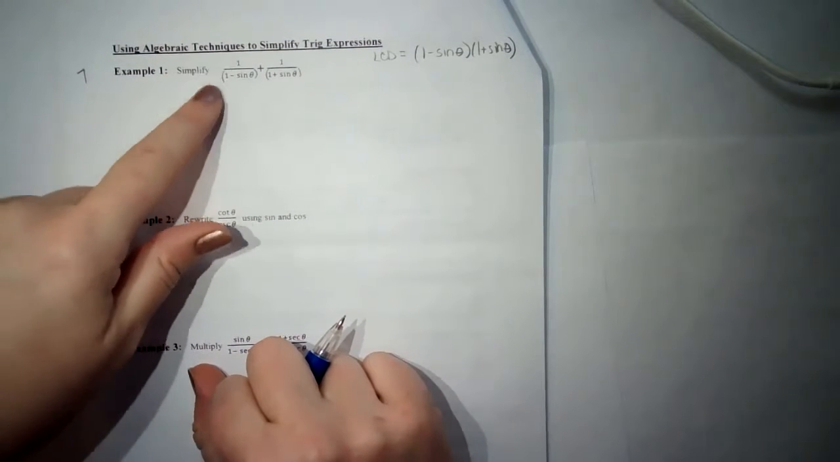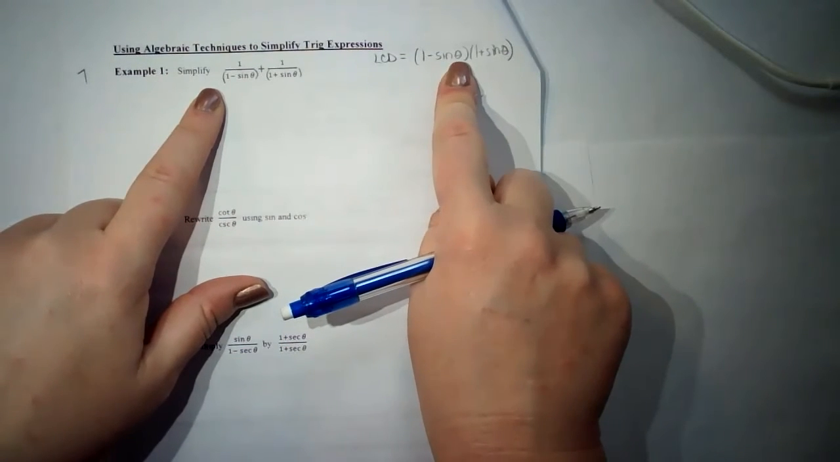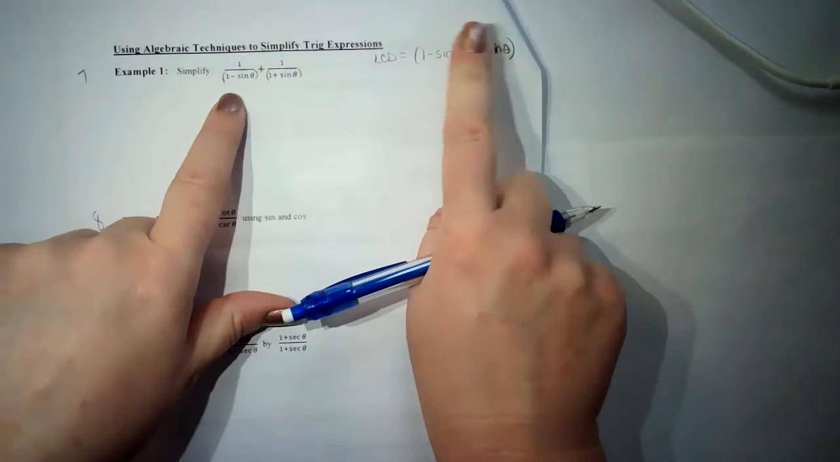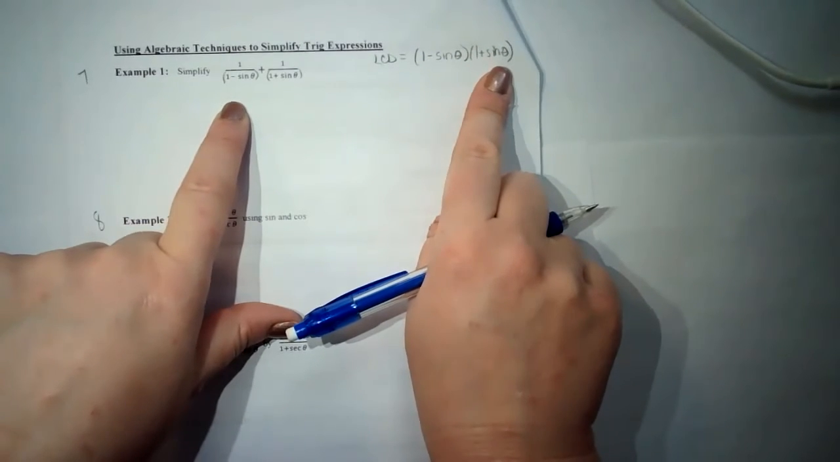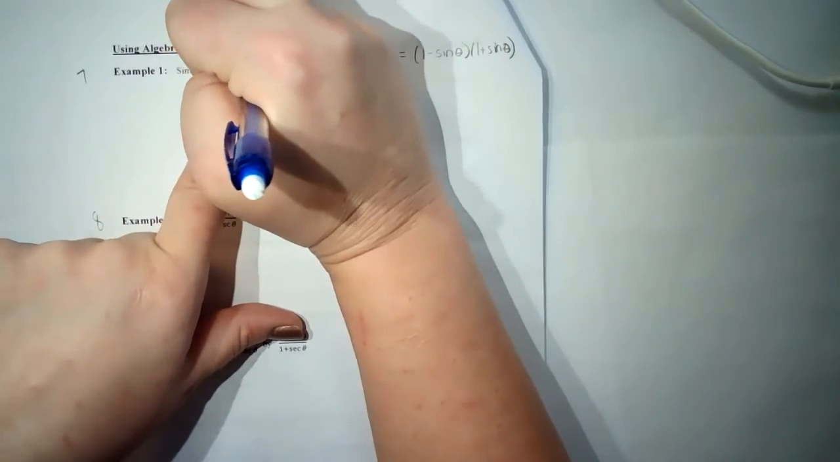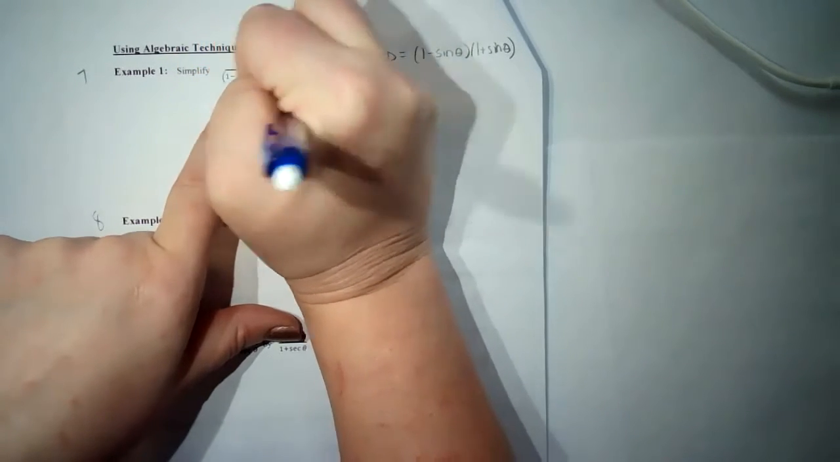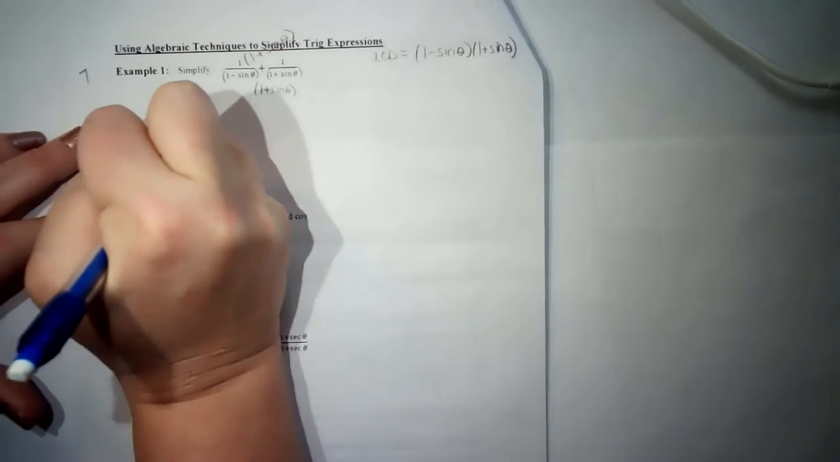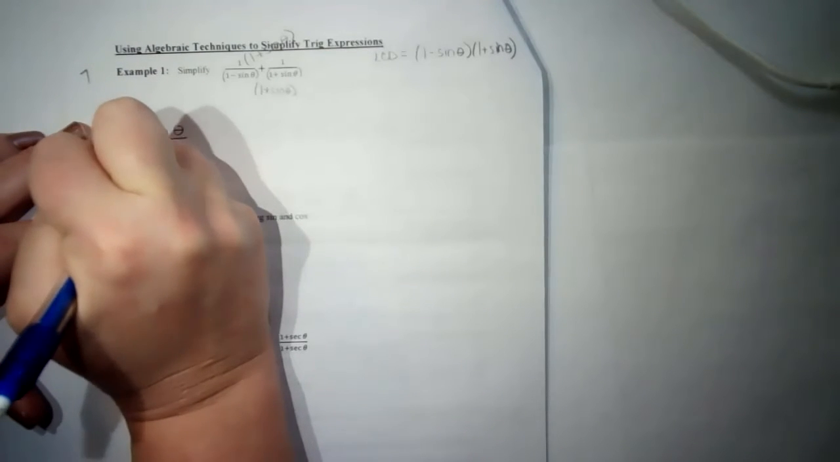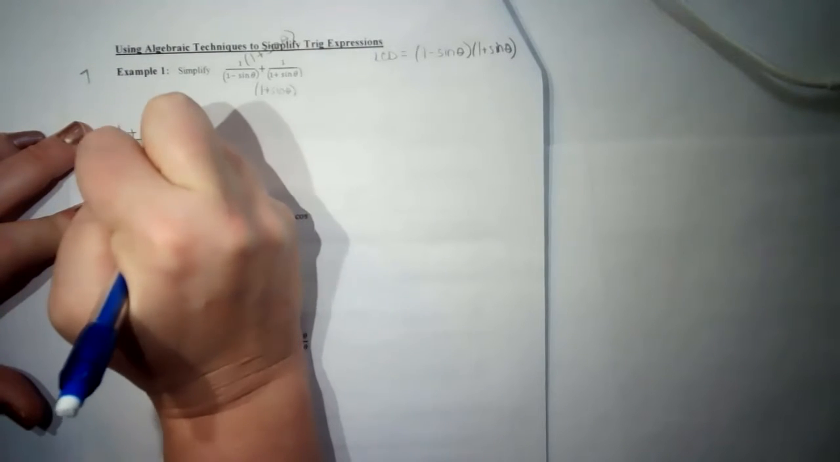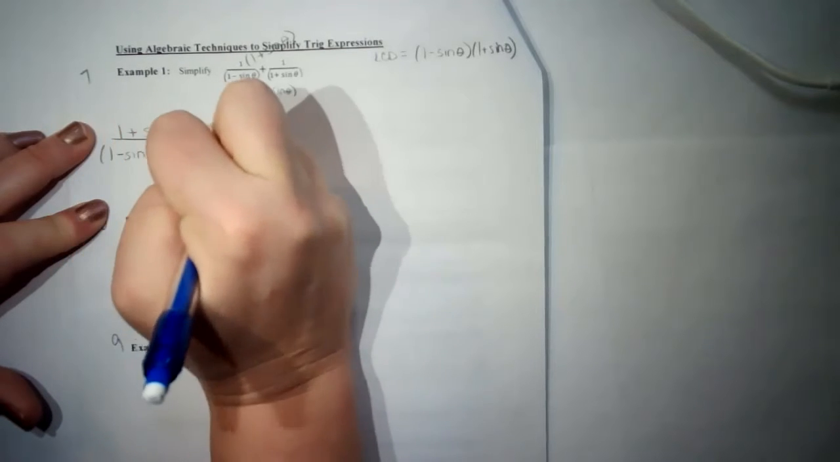So I'm going to make equivalent fractions. I need to make each one of these have this denominator. So which one is this missing? Which packet? The 1 plus sine theta, right? So I'm going to end up multiplying the top and the bottom by 1 plus sine theta. Okay, I can make that look a little bit nicer, I guess. I could bring it down here. That's the new numerator. Here's my new denominator. Okay, there's my plus. I just multiply top and bottom.